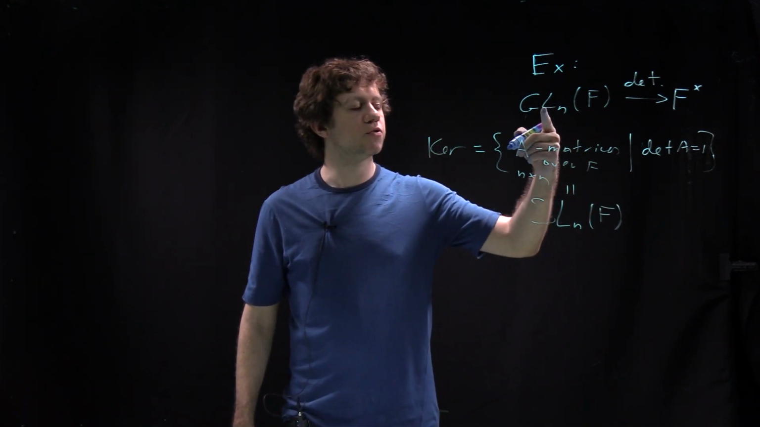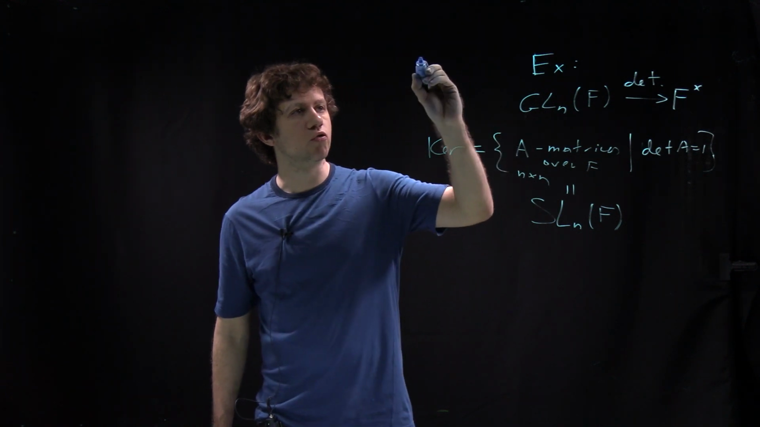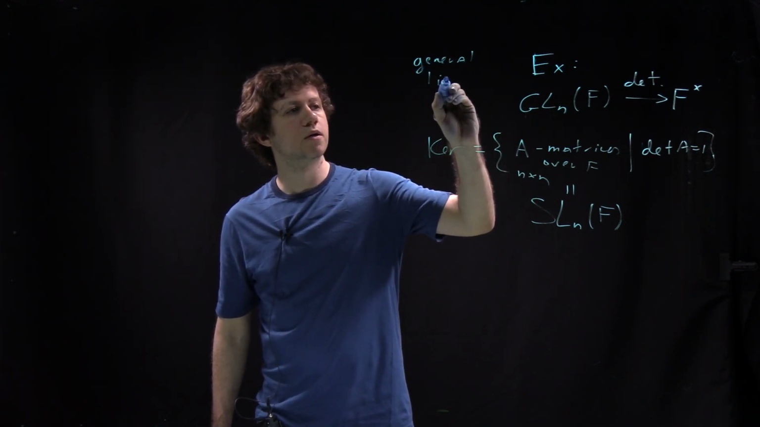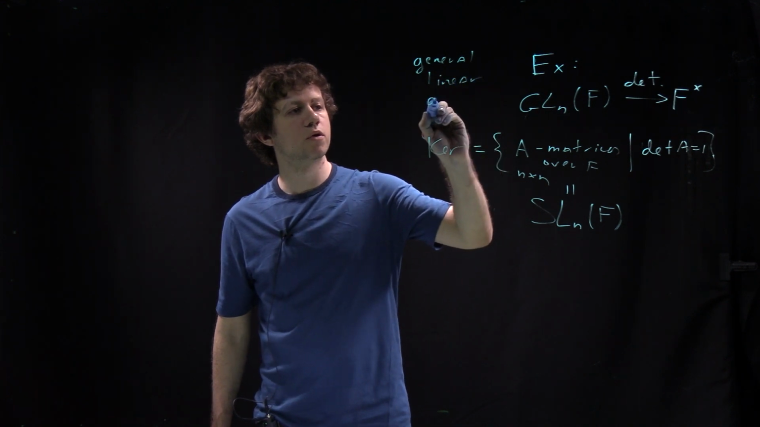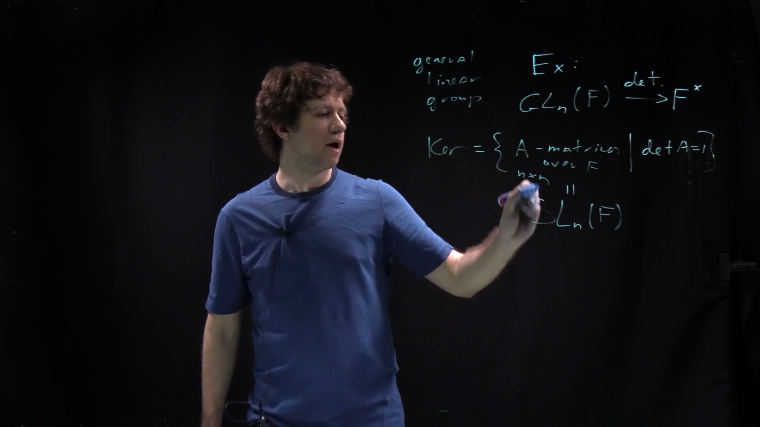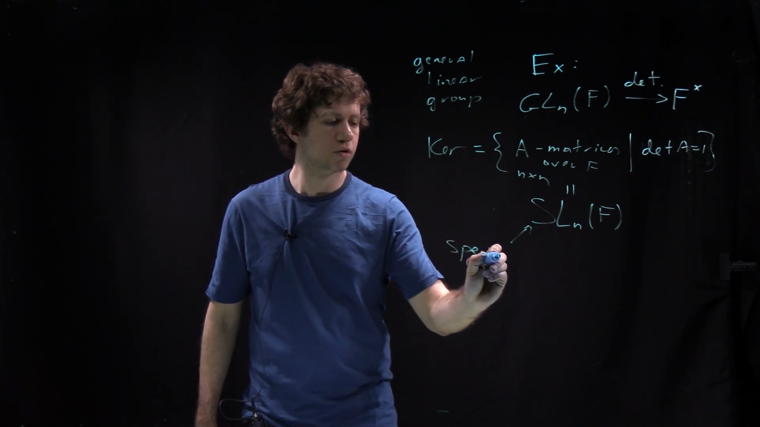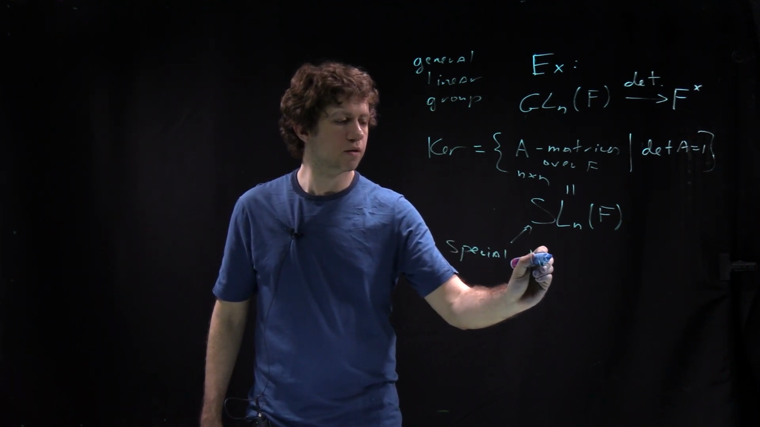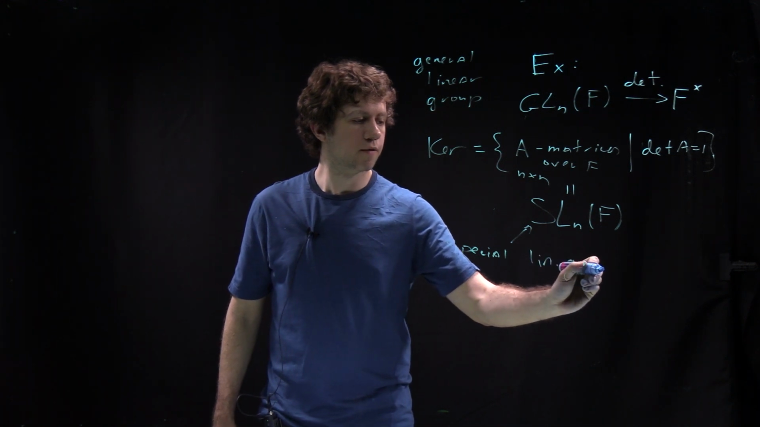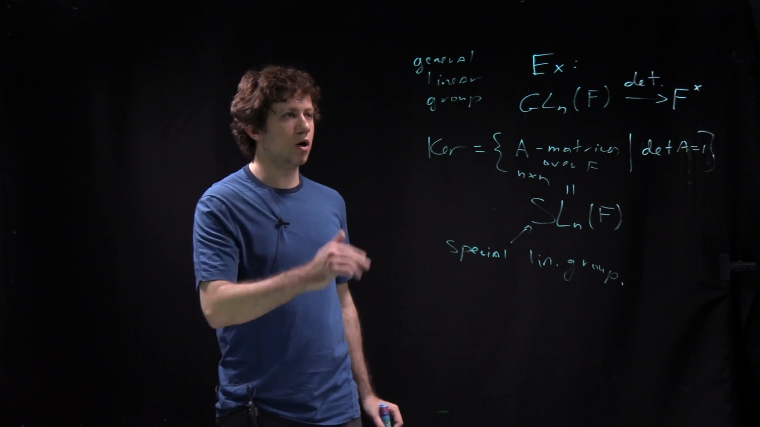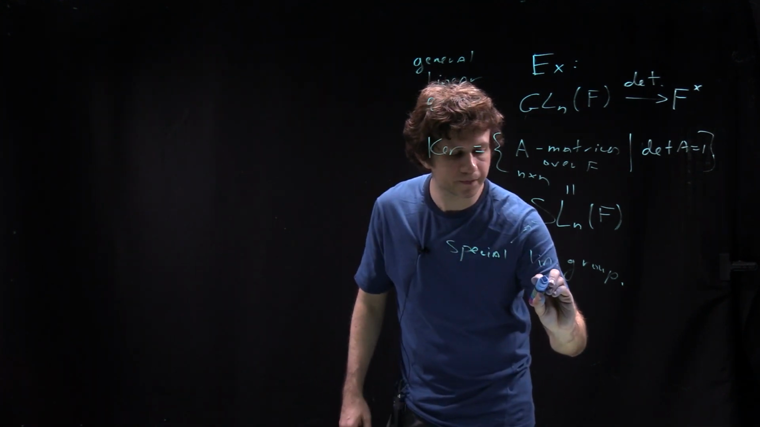So GLn is usually called the general linear group, and this is usually called the special linear group. Okay, very simple.